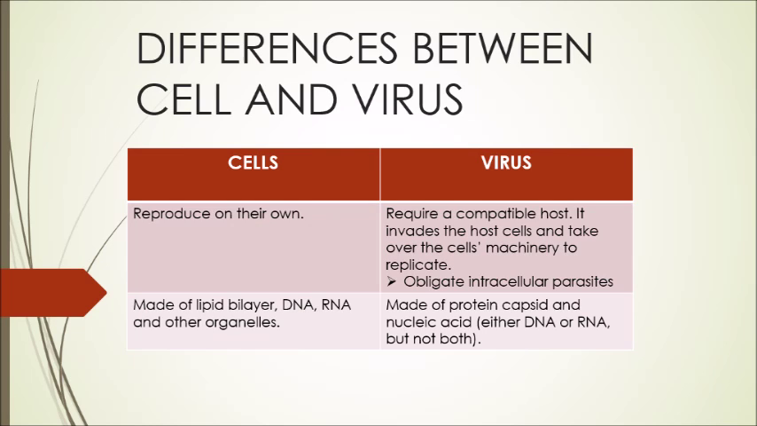The differences between cell and virus are that cells reproduce on their own, while viruses require a compatible host to reproduce. It invades the host cell machinery to replicate. Therefore, it is termed an obligate intracellular parasite. Besides, cells are made of lipid bilayer, DNA, RNA, and other organelles. Viruses are made of protein capsid and nucleic acid, either DNA or RNA, but not both.